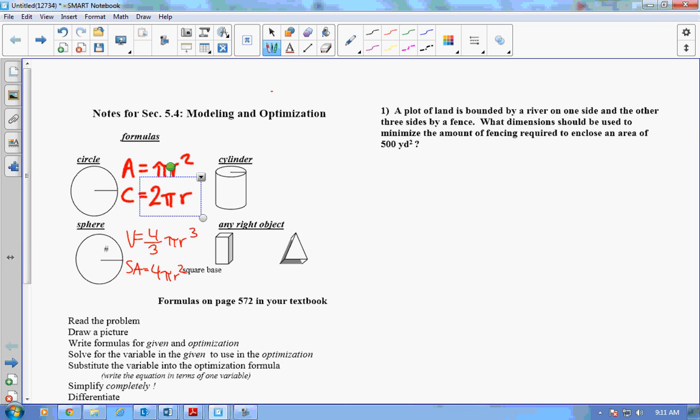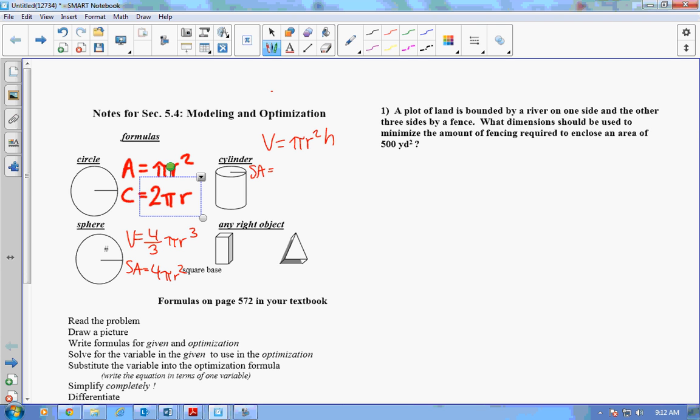So the cylinder, what's the volume of a cylinder? We have a bunch of circles stacked up. So it's pi r squared times the height. Volume equals pi r squared times the height. So surface area, 2 pi r h.